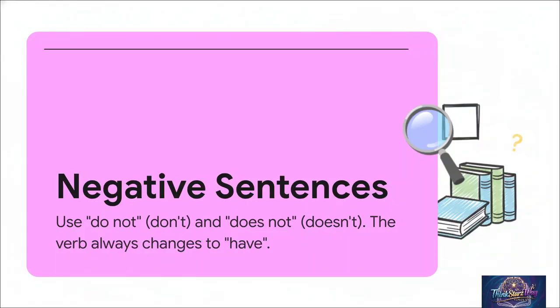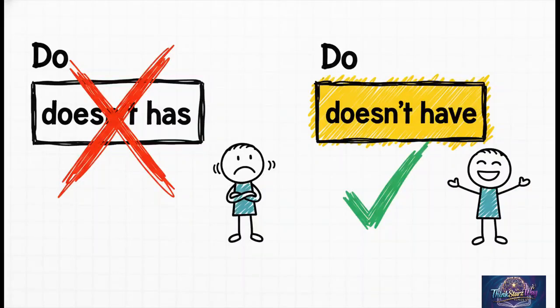And for has and have, our helpers are do not or don't and does not or doesn't. Think of them as the words that do all the heavy lifting for us. Okay, listen up, because this is the golden rule. If you only remember one thing from this entire section, make it this. After the word doesn't, you always, and I mean always, use have. You never, ever say doesn't has.